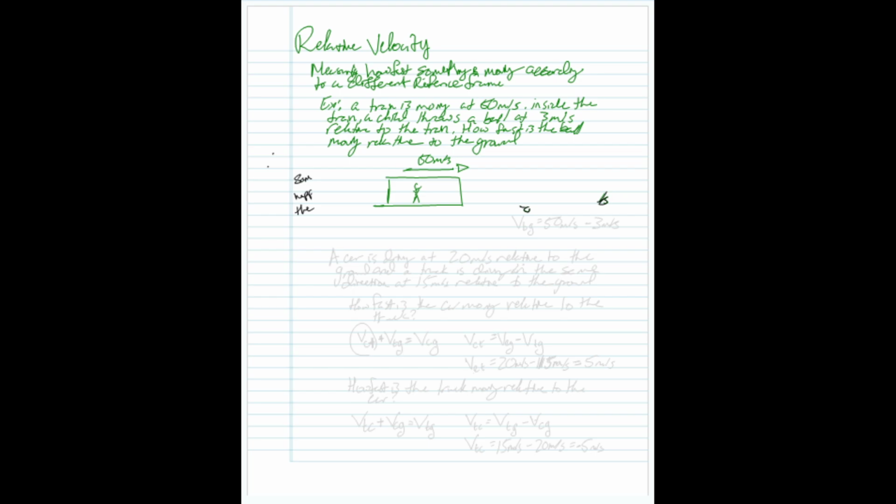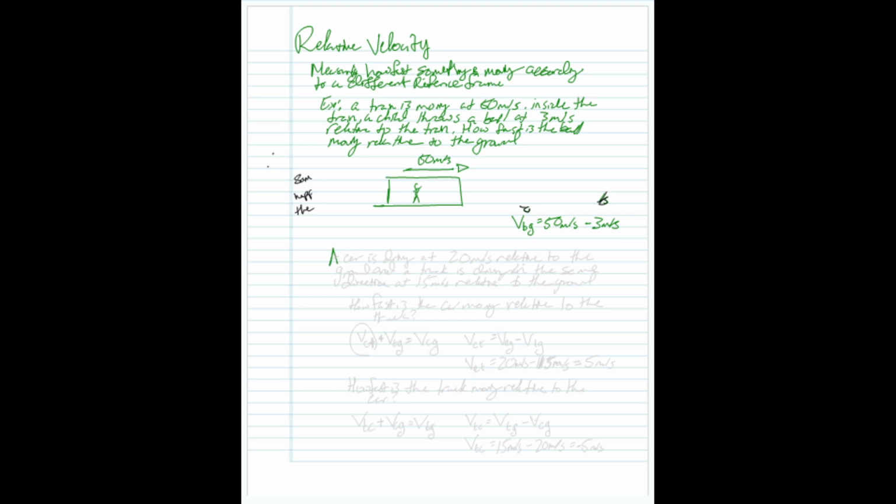Now this phrasing was a little inaccurate, because I never said what direction the ball was being thrown. What if the child threw the ball towards the back of the train? Then the velocity of the ball relative to the ground would be 50 meters per second minus 3 meters per second, because I would have defined 50 as being positive. Therefore, if I throw it backwards, it would be negative 3 meters per second.